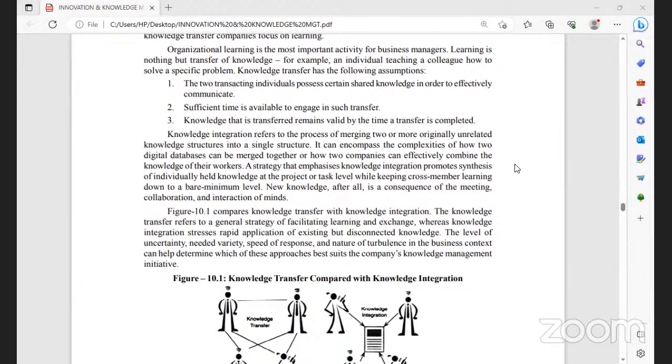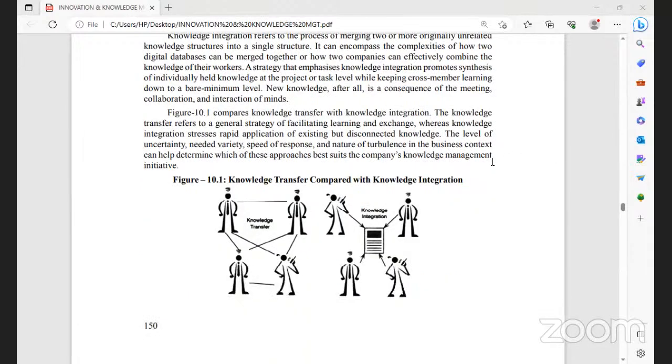A strategy that emphasizes knowledge integration promotes synthesis of individually held knowledge at the project or task level while keeping cross-member learning down to some bare minimum level. New knowledge, after all, is a consequence of the meeting, collaboration, and interaction of minds. Knowledge transfer refers to a general strategy of facilitating learning and exchange, whereas knowledge integration stresses the rapid application of existing but disconnected knowledge.